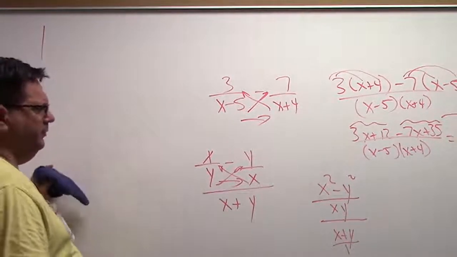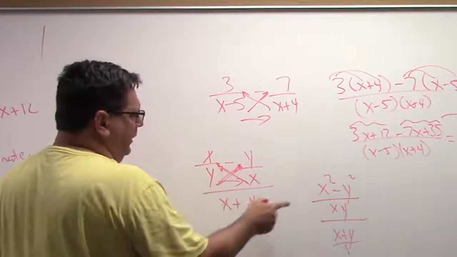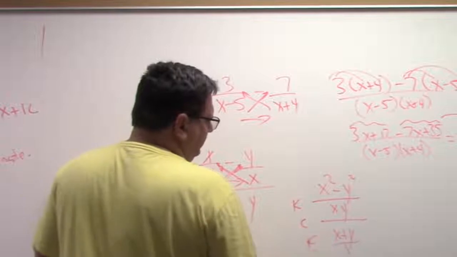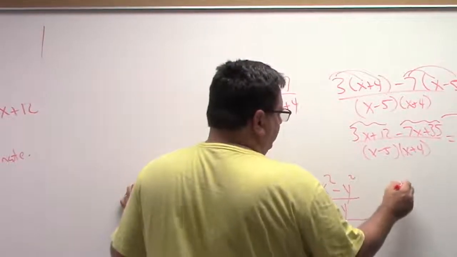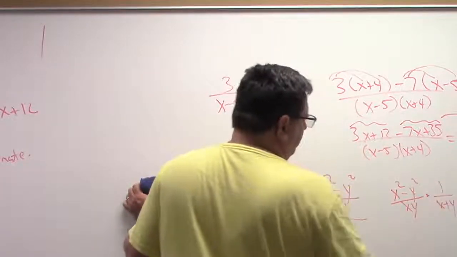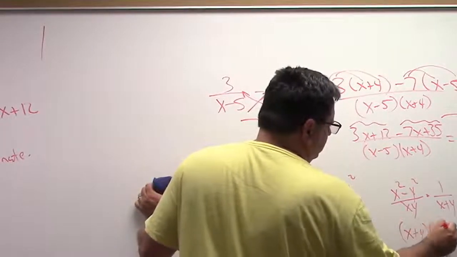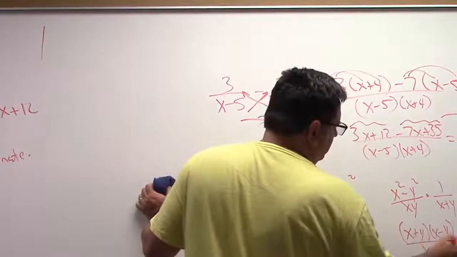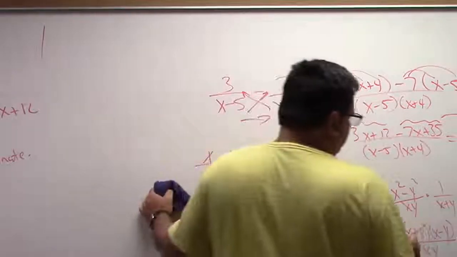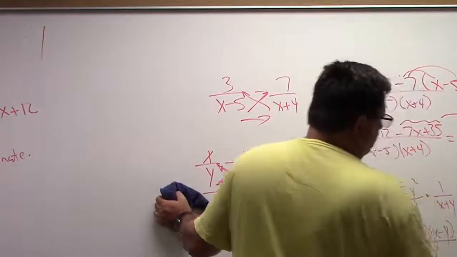Then, for the complex fraction, x squared minus y squared over xy. Now, we're going to do what? Keep, change, flip. So we got x squared minus y squared over xy times 1 over x plus y. Factor the top: x plus y, x minus y. The x plus y cancel. You're left with x minus y over xy.